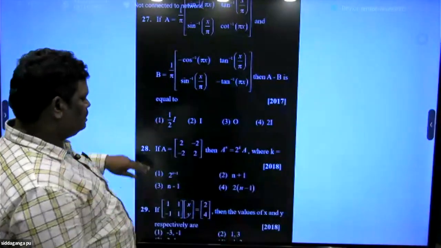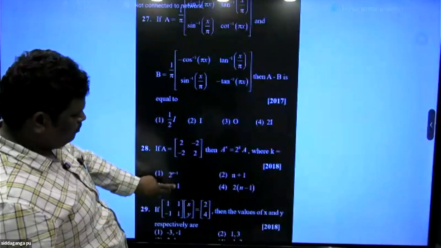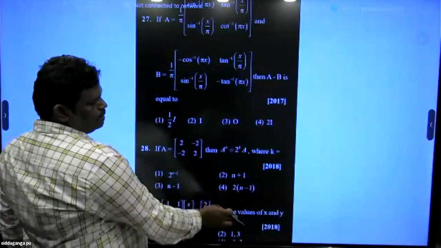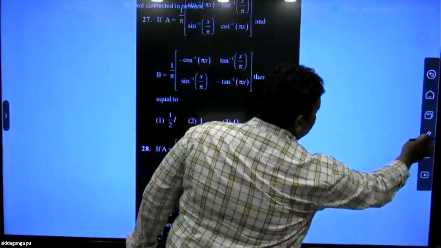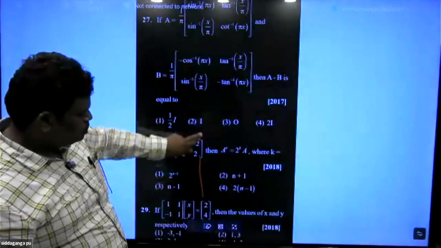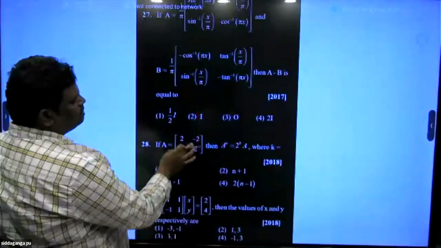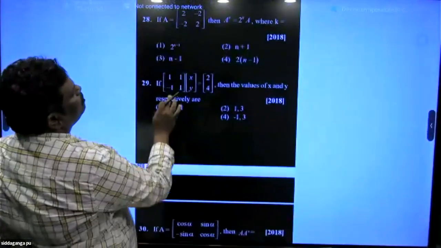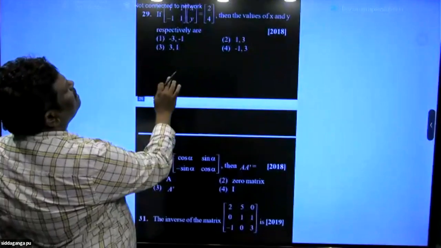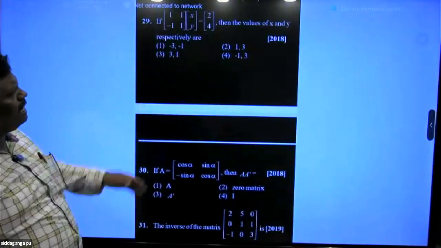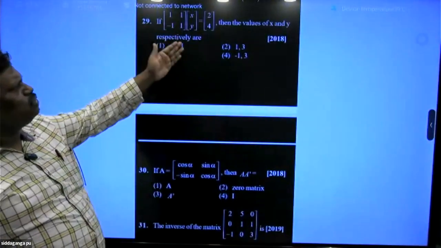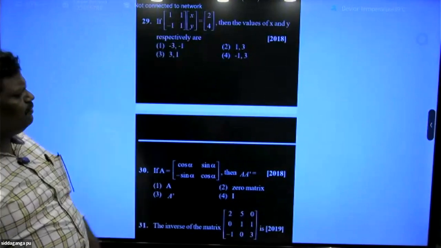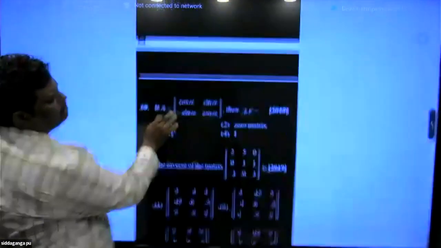Okay, right. Next. So now see this one. Next, question 28. Next, 29. But this is calculation only. We can apply calculation, multiply these two matrices and equate, and see if you get that value. Next, 30, question number 30, Sima.